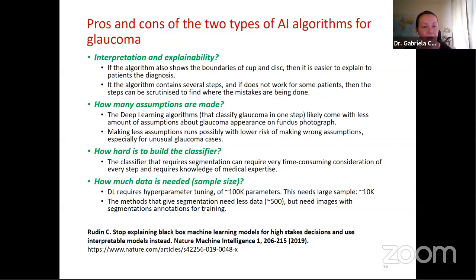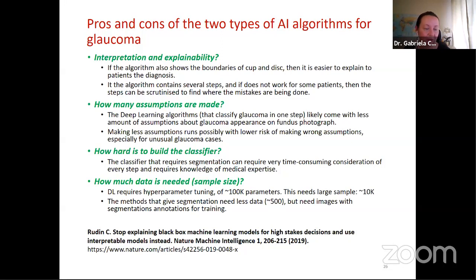Now, how hard is it to build a classifier? The classifier that requires segmentation can require some time-consuming considerations, like Bryan mentioned, especially how to segment out the cup, which is still very much an extensive area of research. And another important consideration for the pros and cons of which algorithm you want to go with is how much data is needed for the algorithm.